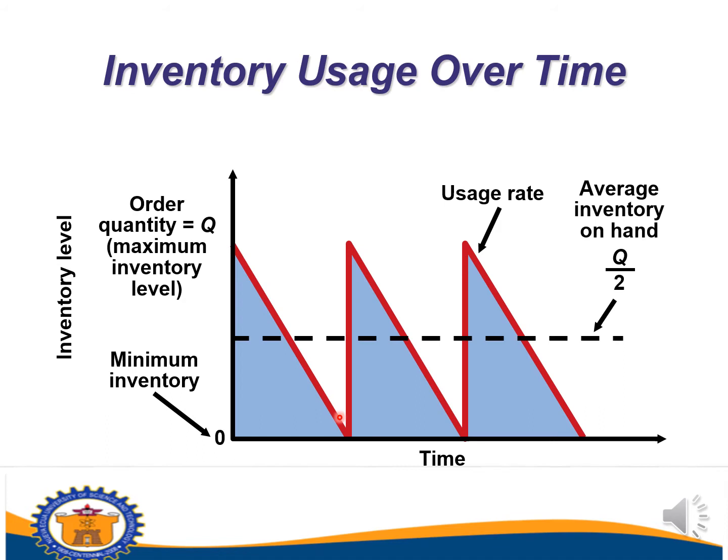And the average inventory on hand is Q over 2. So why Q over 2? If we put another triangle here, we can form a rectangle. So we all know in calculating the area of a rectangle, we have the formula of length times width, while in a triangle, we have the base times height over two. So that's why average inventory on hand is basically Q over 2.